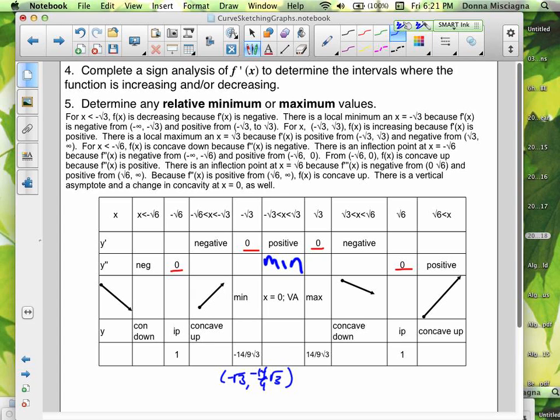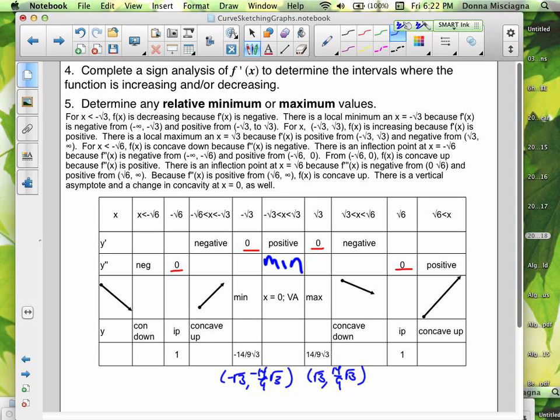All right, and then for values in between negative square root of 3 and square root of 3, we're positive. For values greater than square root of 3, we're negative. So that means at square root of 3, we have a relative maximum, and that value was the square root of 3 and 14/9 square root of 3. All right, and then we're done with our first derivative.